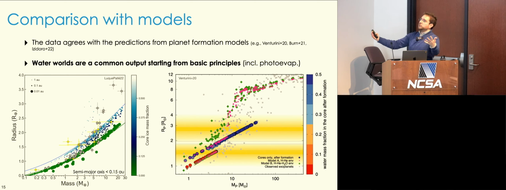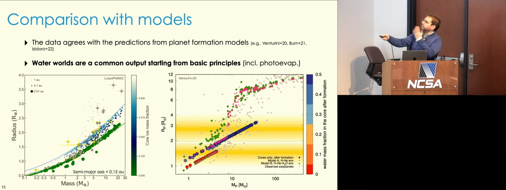If you let the system evolve, form the planets, and then let them migrate towards the central star, you would get a distribution of planets that really matches the populations very well. While these planets that are overlapping with these discoveries would have a 50% water mass fraction in them, meaning that they formed beyond the ice line.